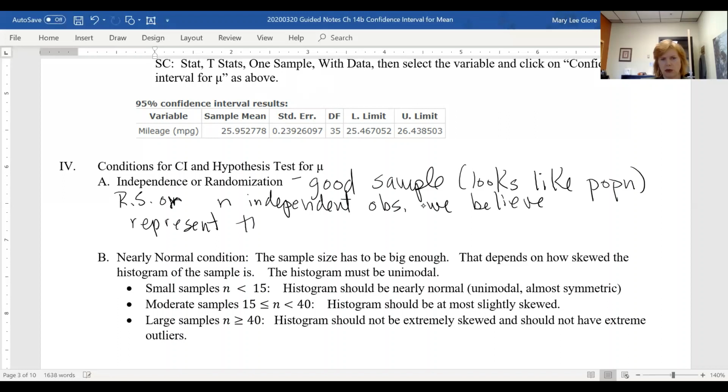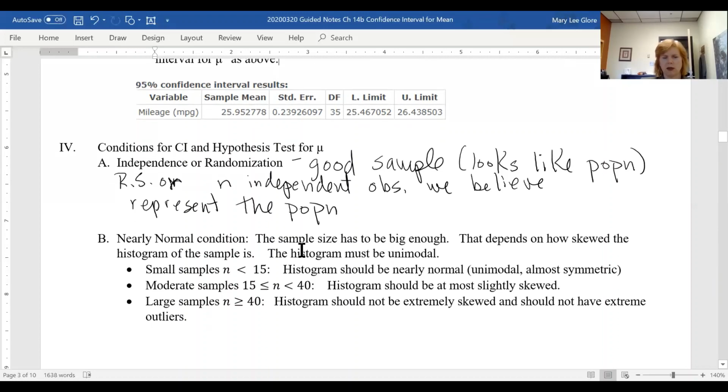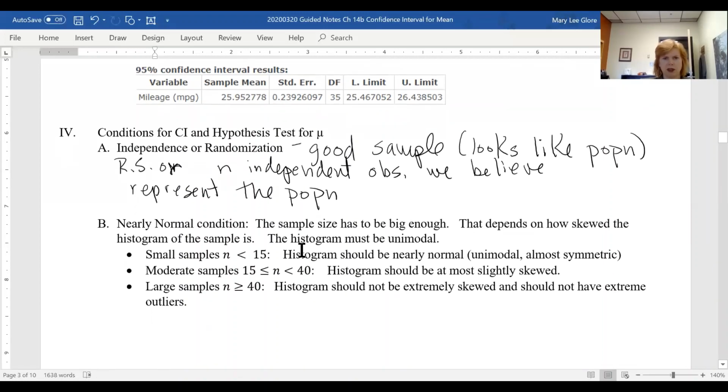This should not be new information. We've been talking about this when we did tests for populations or for proportions. So it looks like the population, and I'm hoping that's the case. I can do that with a random sample or just by trying to make sure I get everybody in the population represented. The other condition is different from proportions. In proportions, we had successes and failures. Because it was categorical, we said one category was a success, one was a failure. But here we don't have categories, we have amounts.